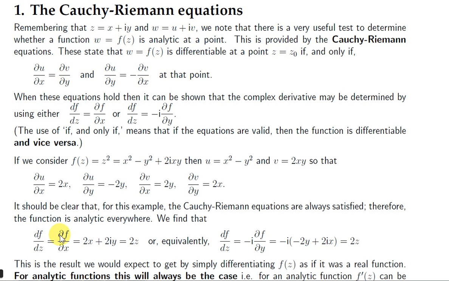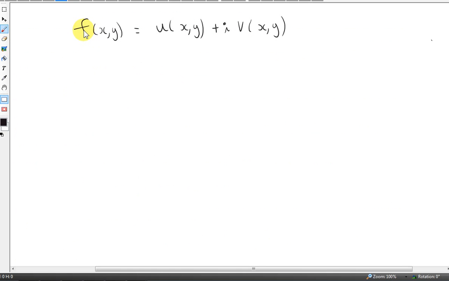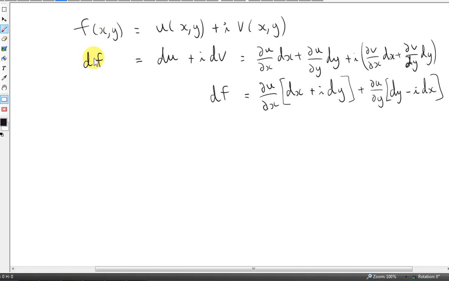We will start this video by showing that the partial derivative of f with respect to x is the derivative of f with respect to z. To do that, we will write down f. The next thing we do is take differentials. To get du, we have to take the partial derivative of u with respect to x times the differential dx, and then we want the partial derivative of u with respect to y times dy.